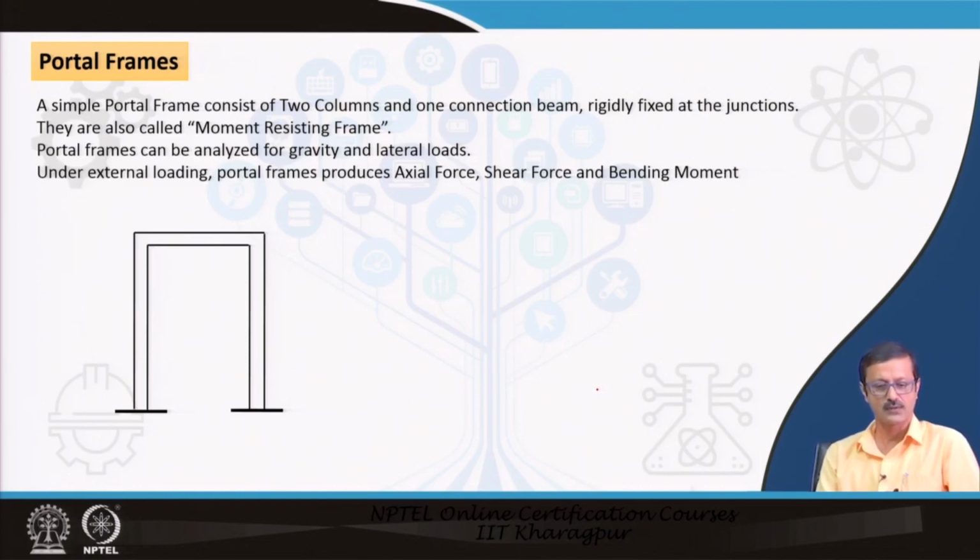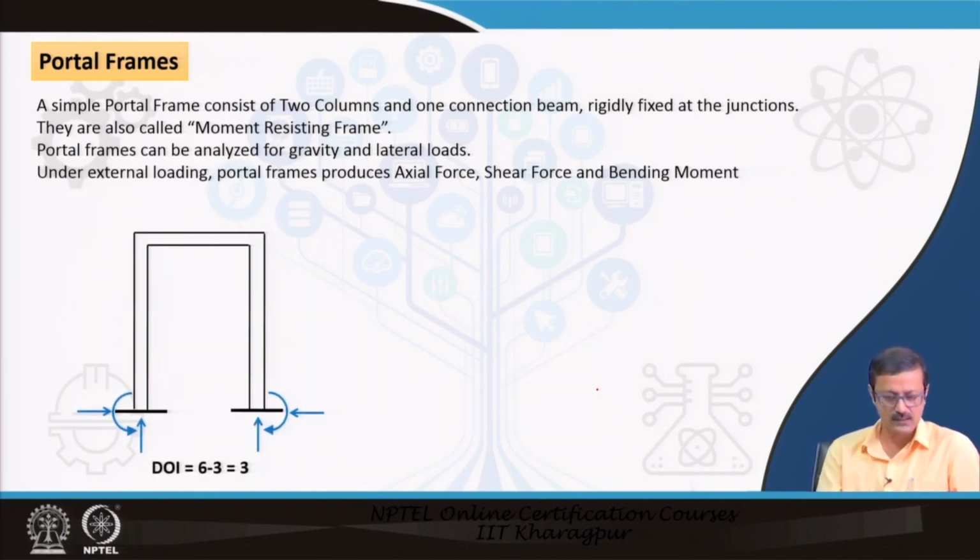And this portal frame can be analyzed for the gravity load and the lateral load. So, suppose these are the 3 unknown values because it is fixed. This will give you 3 unknown values: 1 in the upward direction, 1 in the horizontal direction and 1 moment. So, if it is fixed, the degree of indeterminacy is 6 minus 3, which is equal to 3, because here I have to take 3, since I cannot ignore the horizontal direction, right.